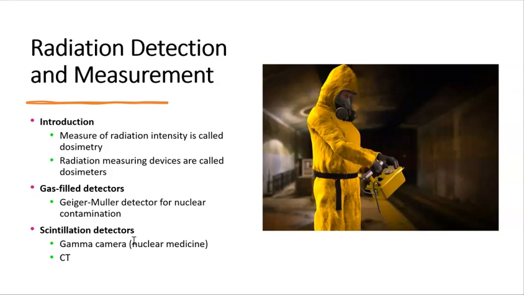We use gas-filled detectors and scintillation detectors. So there's a Geiger-Müller detector for nuclear contamination. And there's scintillation detectors that we use in gamma. It's considered a gamma camera, and it's used in nuclear medicine. So we use scintillation cameras when we're doing PET imaging.